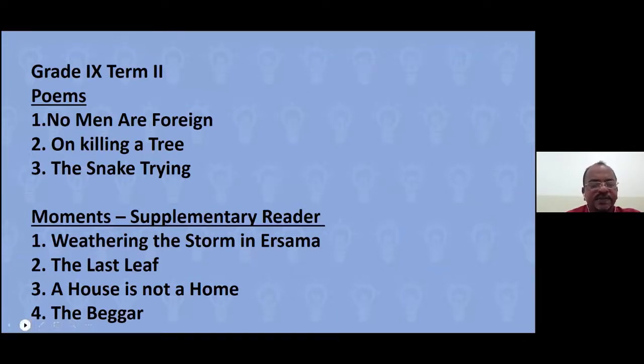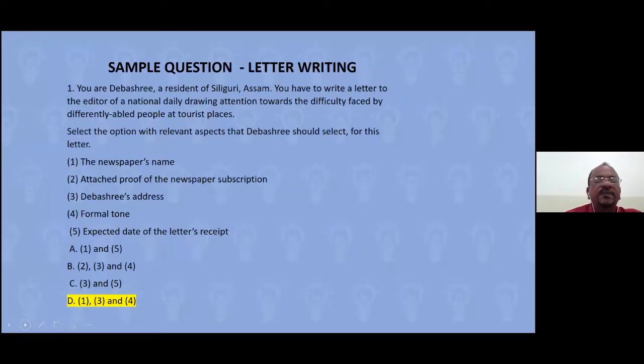The next slide, please. Okay, there's a big question from the students. How are you going to test the writing part in MCQ? This is the format that we have got from the CBSE. See, for example, this question you can understand. You are Debashri, a resident of Siliguri, Assam. You have to write a letter to the editor of National Daily, drawing attention towards the difficulty faced by differently able people at tourist places. Select the option which is relevant.